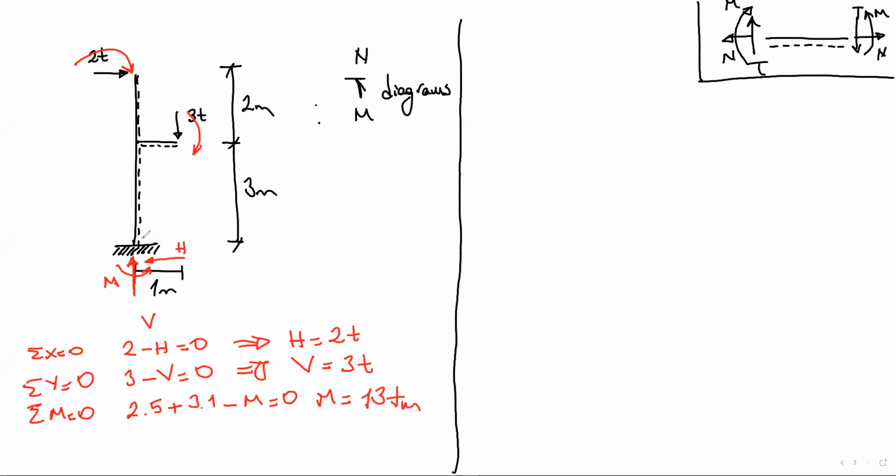Here we have a fixed support. That's why we have vertical, horizontal, and moment support reactions. We have 3 support reactions for this fixed support. Okay, we have all these support reactions.